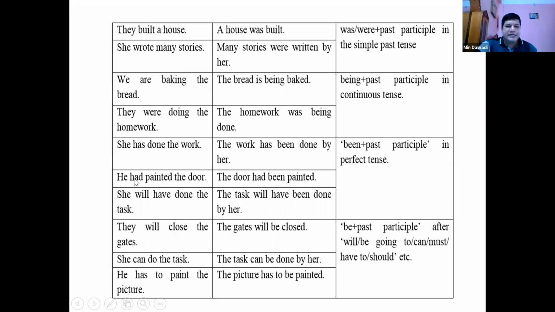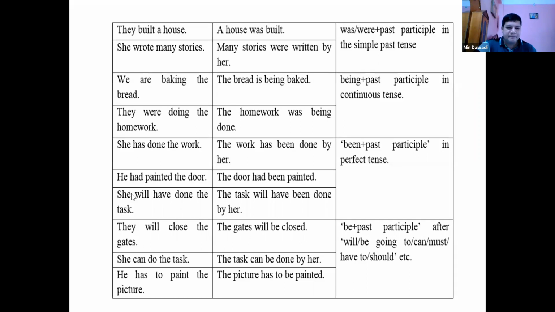See, he had painted the door. The door had been painted. In perfect tense, we use been plus verb 3. You know that. If there are modal verbs in the sentence, like can, could, will, would, we have to use be plus verb 3 or been plus verb 3. If there comes have after the modal verb, we have to use been, have been. If there comes only verb 1 form after the modal verb, we use be only.